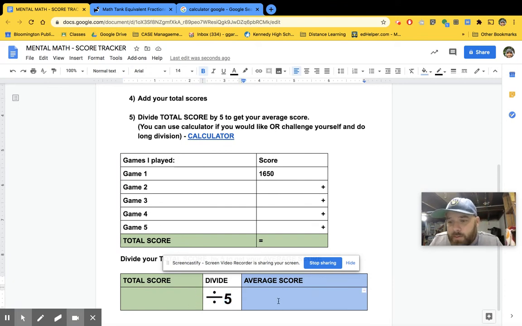Your average score is the number that's right in the middle of all your scores. So what you're doing here is creating a data set, a group of numbers that all have to do with one activity. So this activity is playing video games.